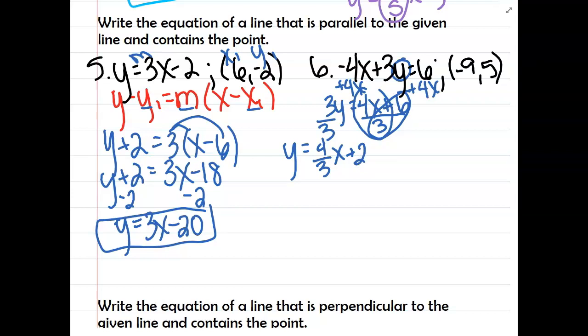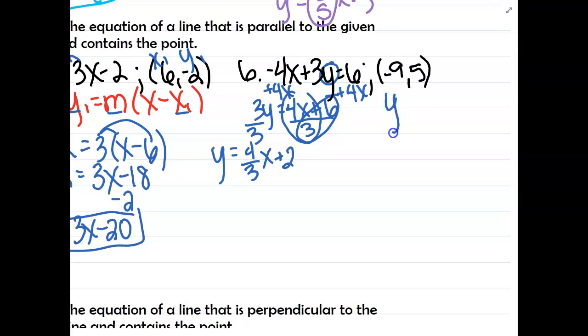So the slope of this line is 4/3. My line is perpendicular to this line. Sorry, parallel to this line. So what's the slope of my line? Got ahead of myself a little bit. Also 4/3. It's going to be the same thing.